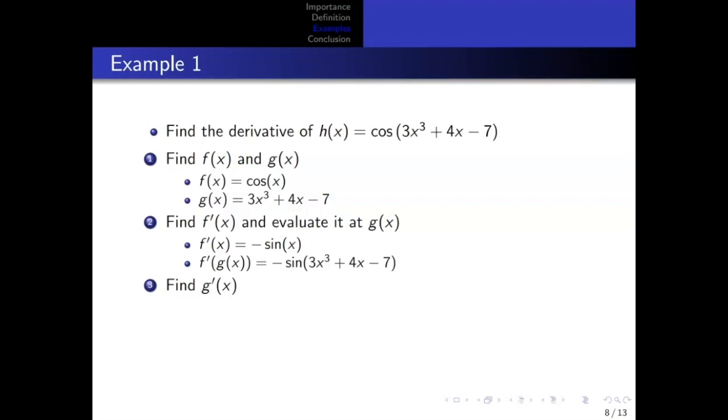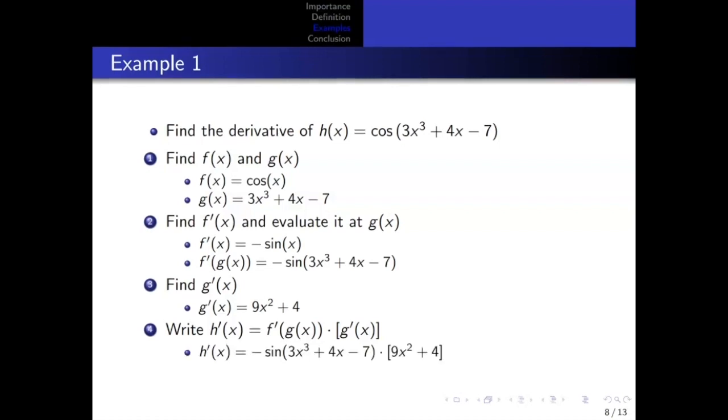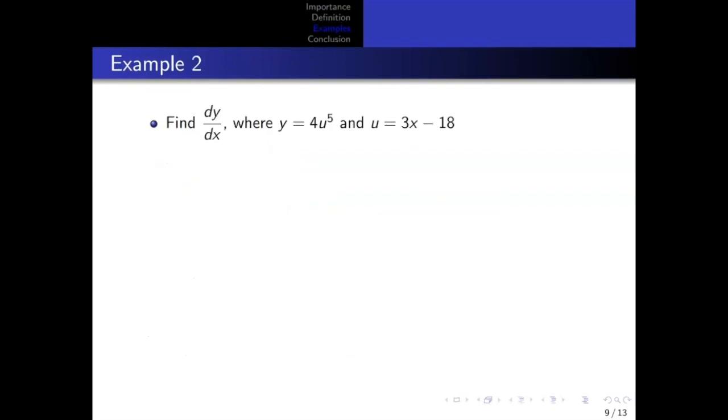We now will find g prime of x using the power rule, and get g prime of x equals 9x squared plus 4. Now we'll write it in our final form and get the final answer of h prime of x equals negative sine of 3x cubed plus 4x minus 7 times 9x squared plus 4. Moving on to another example problem.